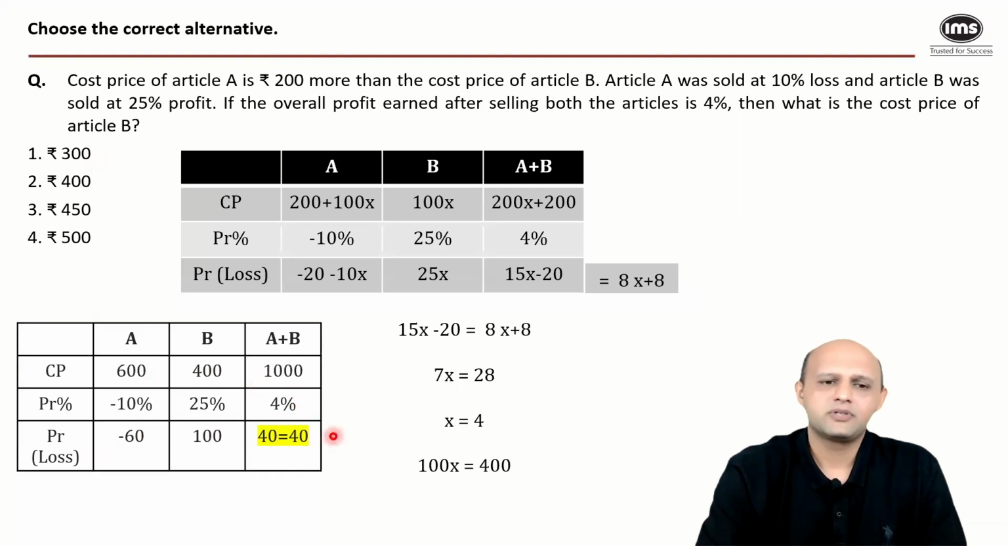How would your second option appear? If B is 400, which it is, A would be 600. 10% loss, so you're losing 60 rupees. 25% profit means you're gaining 100 rupees. So 100 minus 60 is 40. And 4% of 10,000 is also 40. Okay, because the two tally, we'll stop here and we can comfortably mark option B as the answer.